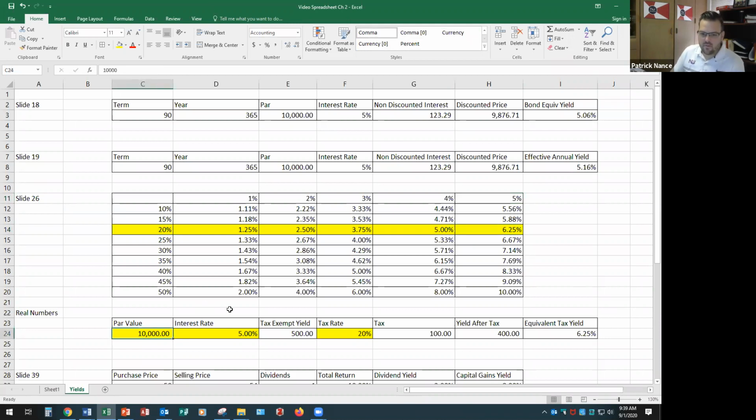I put this in more real numbers. I showed down here kind of what it looks like. So if I have a par value of $10,000 and interest rate of 5%, so I'm using this line here, my tax exempt yield would be $500. But if I were to be taxed on that at a rate of 20%, I would only get $400. So effectively, I'm looking at the difference between those two and showing that now my yield is actually 6.25% because I'm basically saving. I'm including the tax savings in my calculation for the yield of that particular bond.